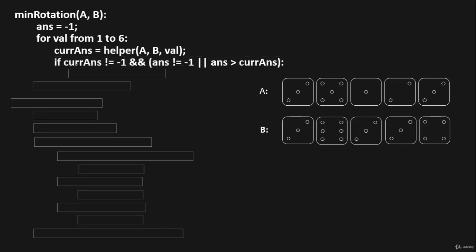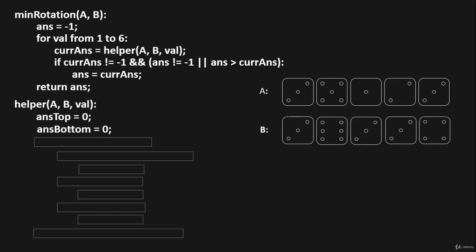Okay, then here we will check if the current answer is not equal to -1 and answer is equal to -1, or answer is greater than the current answer. Then we will change the value of our answer variable. At the end we will return answer. Now let's see our helper function. This helper function takes 3 arguments, 2 arrays and 1 value.